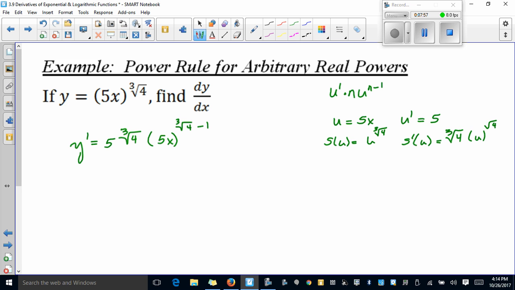But really what we need to know is that right there. What is u and what is u prime? That way we can continue it into the function.